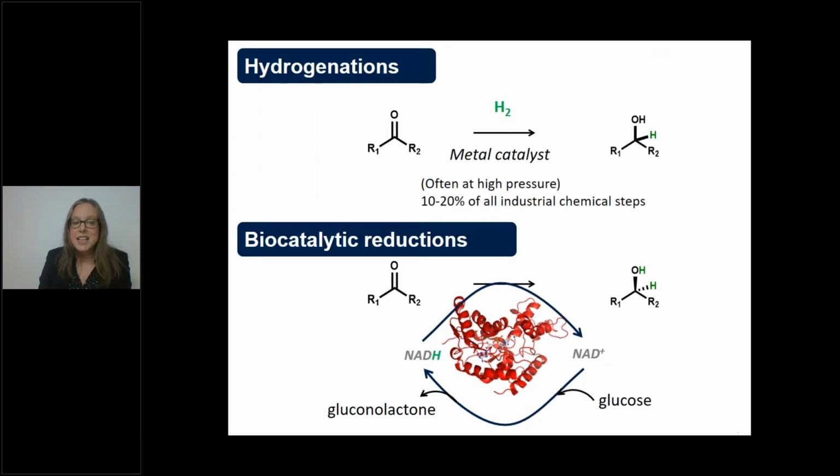On the other hand, nature has another suite of possibilities for reduction of double bonds, not via addition of hydrogen, but via a hydride transfer to reduce a double bond, often making very chiral selective products, so making a single enantiomer of the chemical product.